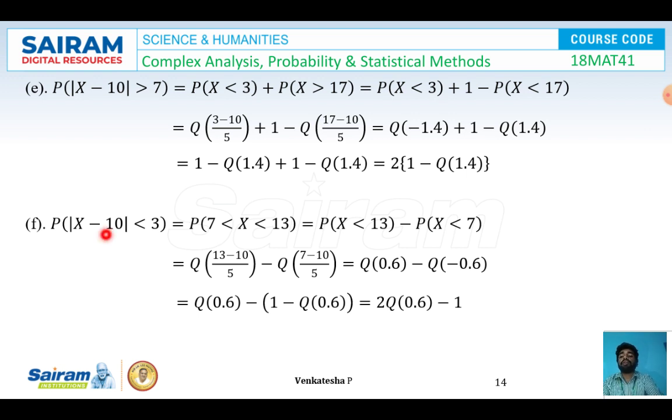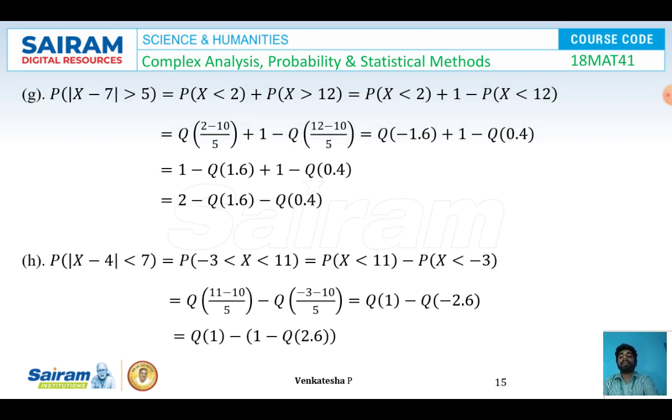Next one, p of mod of x minus 10 is less than 3. By expanding this modulus, I'll be getting p of 7 less than x less than 13. It will be equal to p of x less than 13 minus p of x less than 7. By replacing x is equal to 13 and 7, I got q of (13 minus 10) by 5 minus q of (7 minus 10) by 5. I got q of 0.6 minus q of minus 0.6. By converting this one to positive, I'll be getting q of 0.6 minus (1 minus q of 0.6). I'll be getting 2 times of q of 0.6 minus 1.